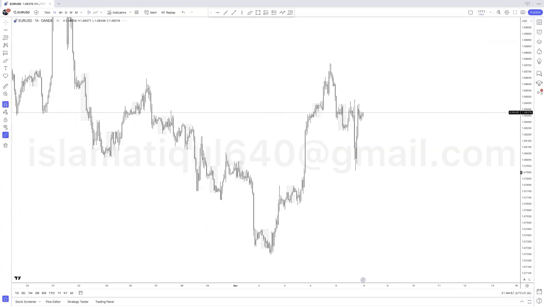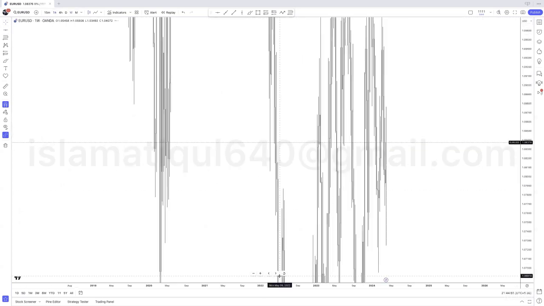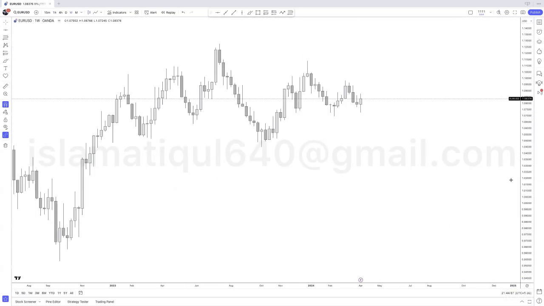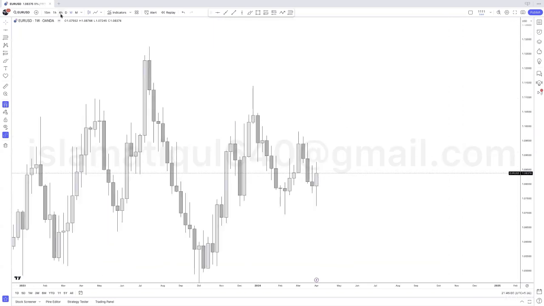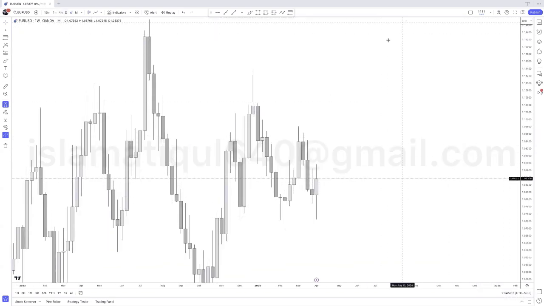Let's do some backtesting. Let's also break down what we could expect the next week, right? Let's check that out as well. Looking at the weekly time frame, because we haven't done a weekly forecast session in a while, so let's see.